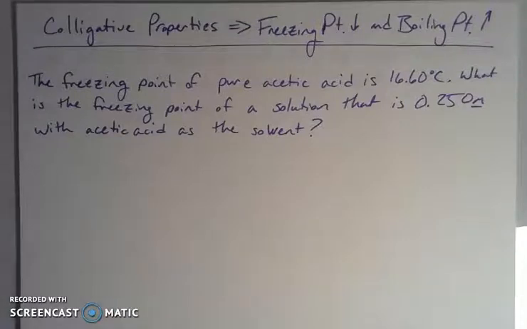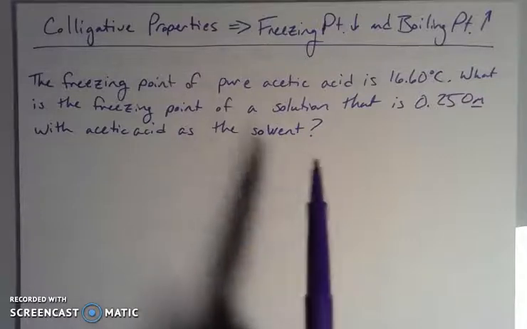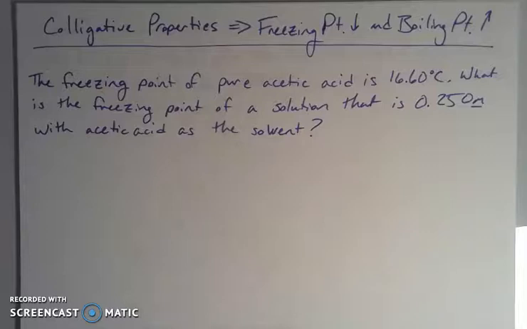So you might see a problem that looks like this. The freezing point of pure acetic acid is 16.60 degrees Celsius, and it asks what the freezing point of a solution is. So if I have some sort of solute in there with a concentration of 0.250 molal, and acetic acid is my solvent, then how does it change? What is the new freezing point? Well, we know in concept that the freezing point is going to go down, so we're expecting that this is going to be lower than the pure. But how do we do that?